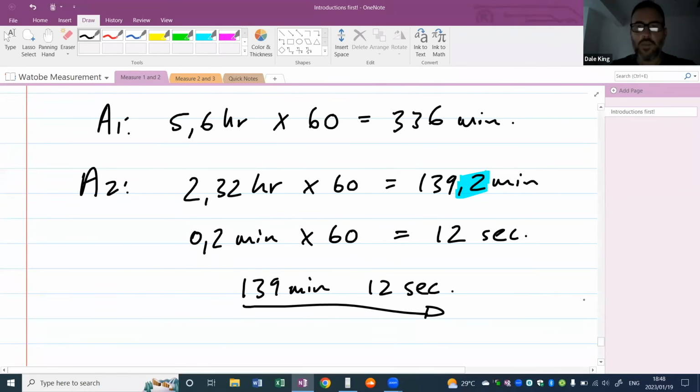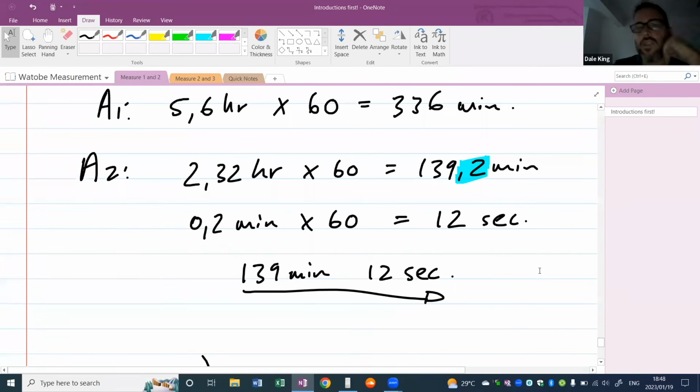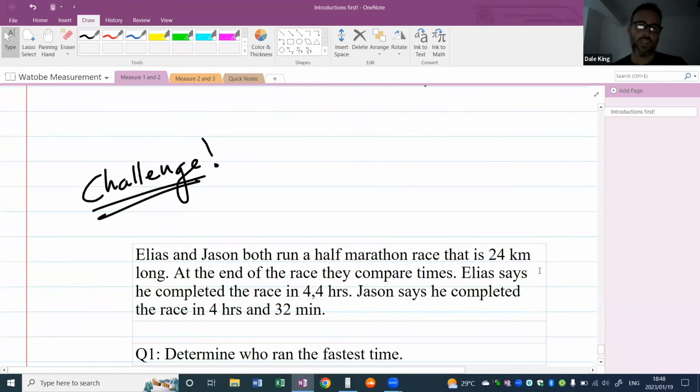Okay, so be careful with this one. This is why I said this section can get tricky with decimal hours and decimal minutes. Be careful. If they want it in minutes and seconds, you've got to give it to them in minutes and seconds. All right, we're getting to the end now. This is the last one.